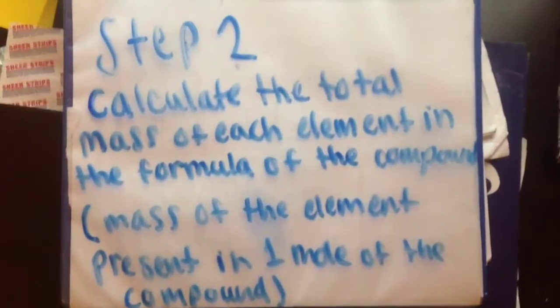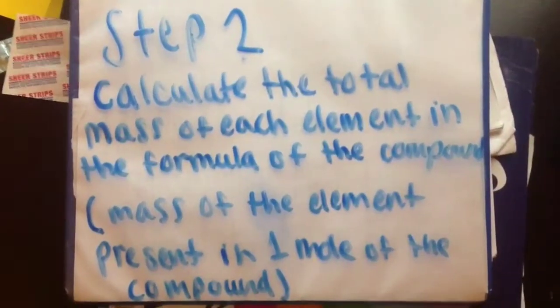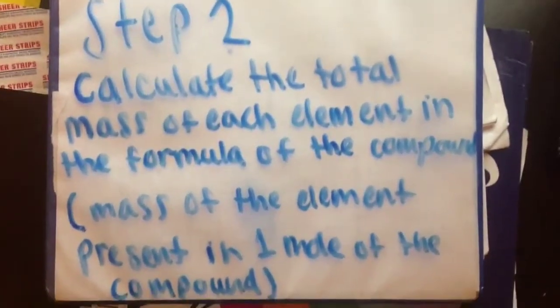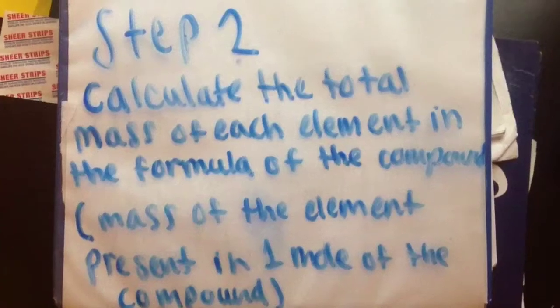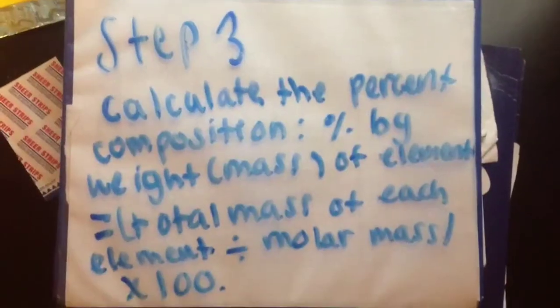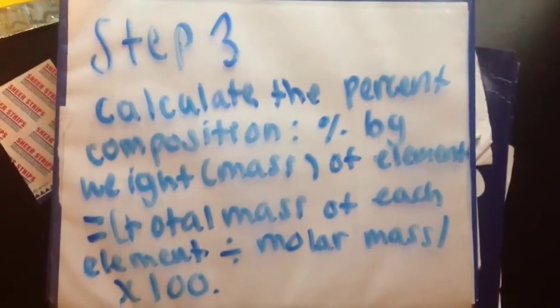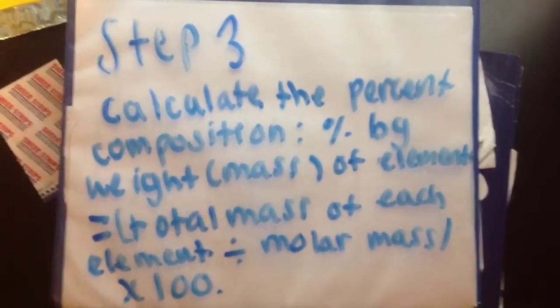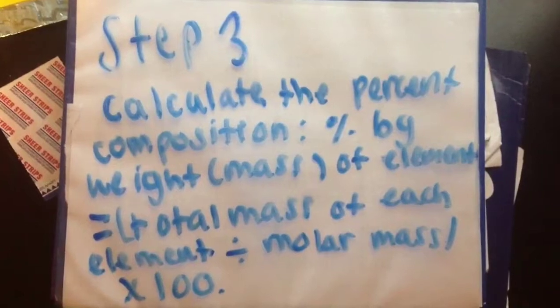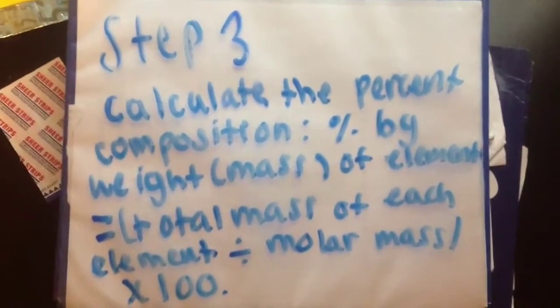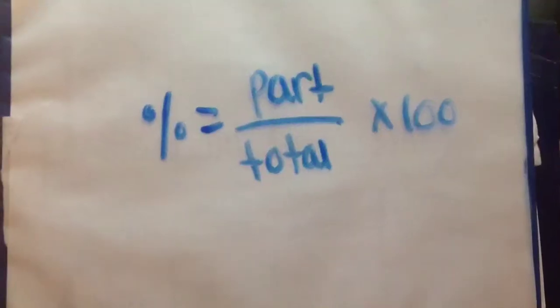Step 2. Calculate the total mass of each element in the formula of the compound. The mass of the element present in 1 mole of the compound. Step 3. Calculate the percent composition. Percent by weight, aka mass, of element is equal to total mass of each element divided by molar mass times 100. It should look like this.